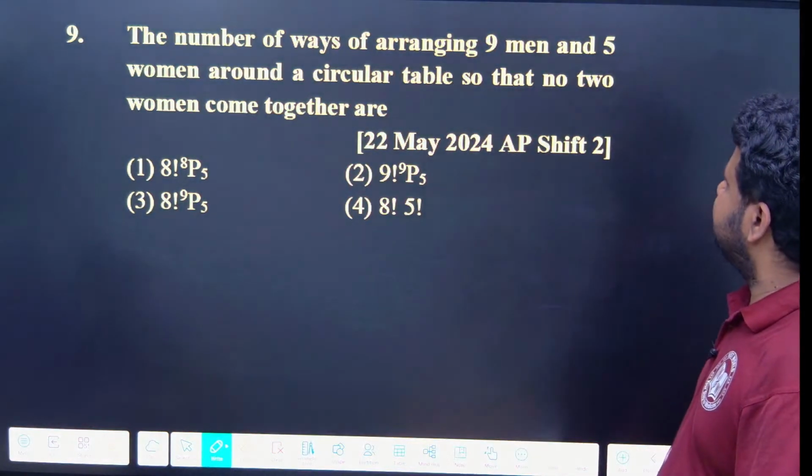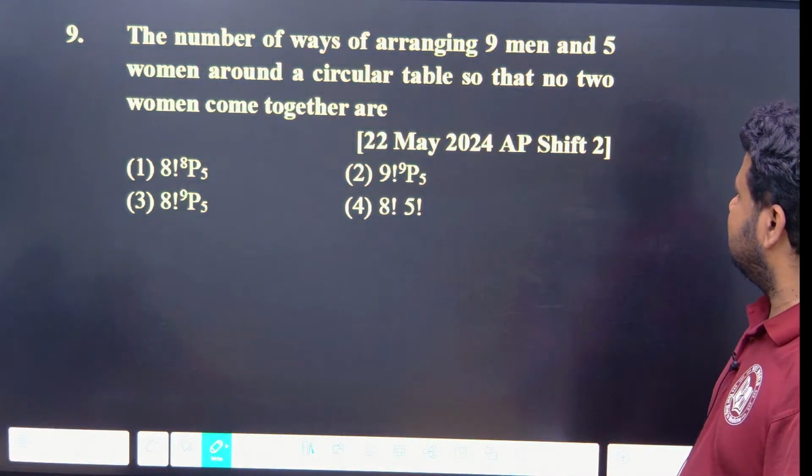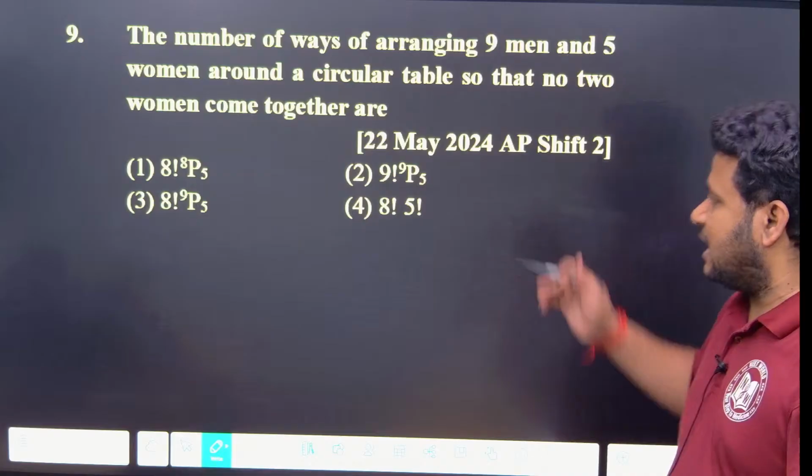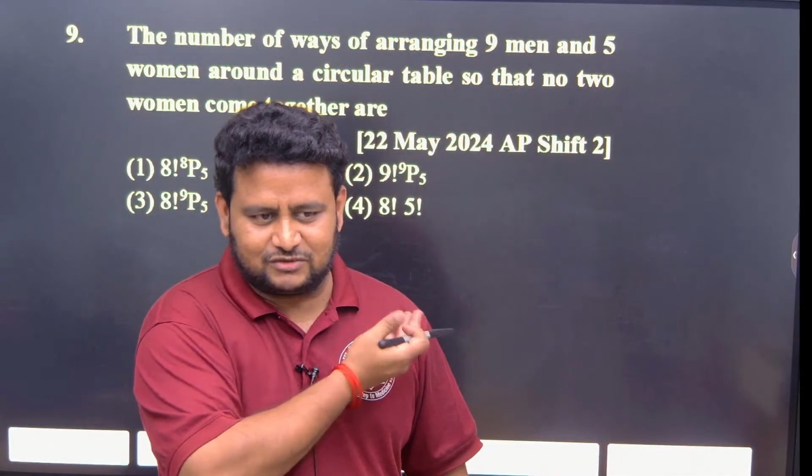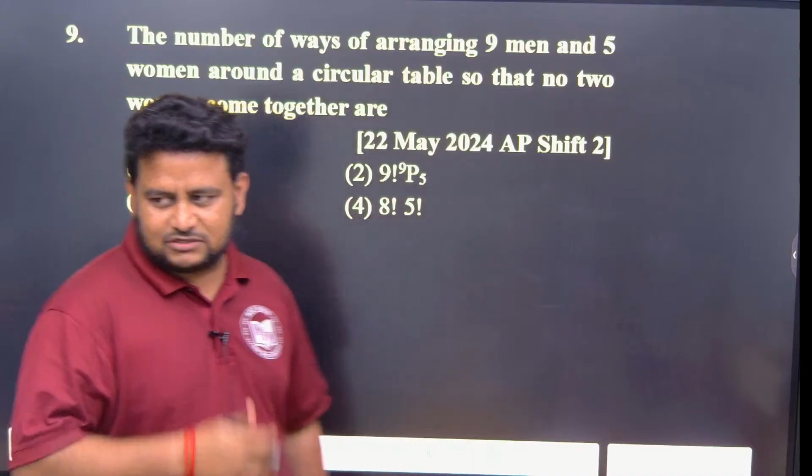See, the number of ways of arranging 9 men and 5 women around a circular table so that no 2 women come together are... See, already we did this. That sub-question is only this one. When we did that question, this question is very simple.